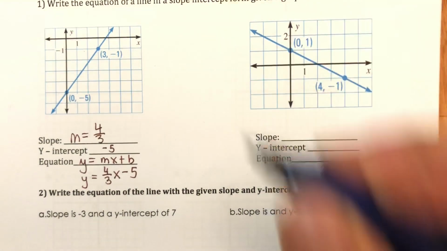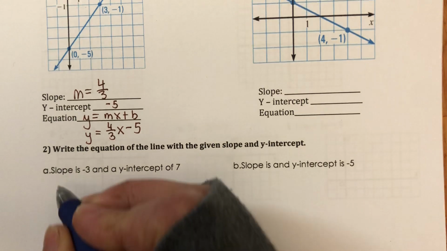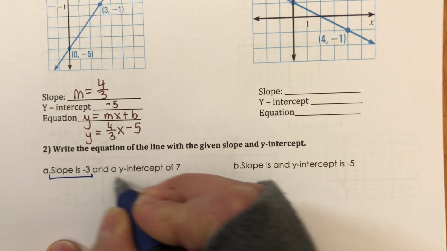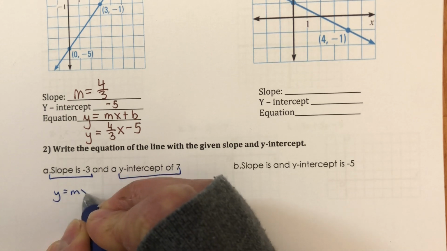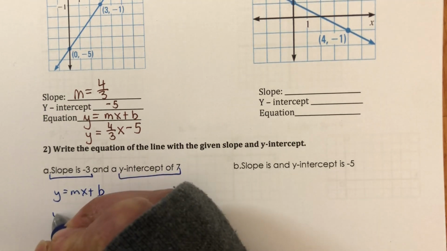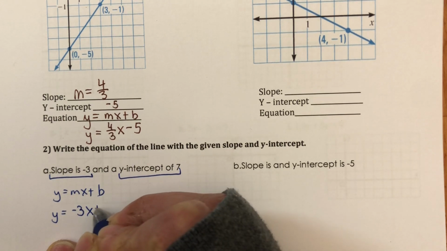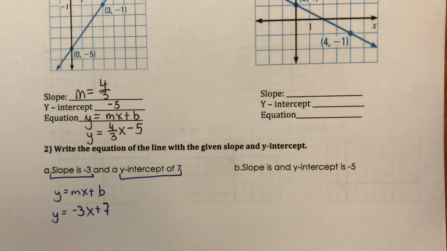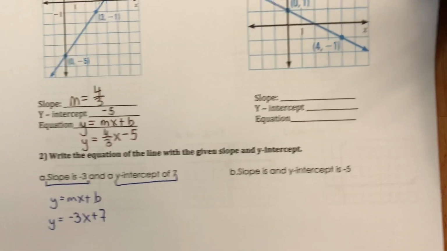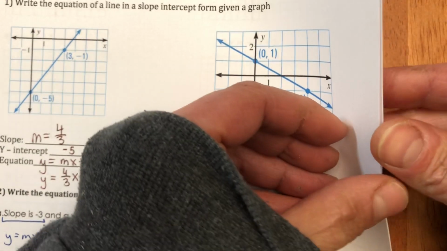You will do the second example. I am going to show you how to do something like this. Again, slope is given, y-intercept is given, y = mx + b, y = -3x + 7. Done and done. You will do the b one. And I am going to move to the next page, maybe.